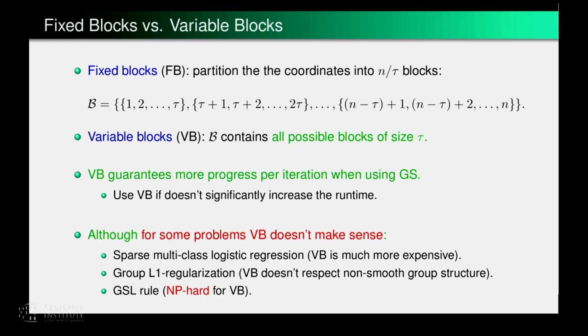But for some problems, variable blocks doesn't make sense. So if you do sparse multi-class logistic regression, it ends up variable blocks is much more expensive. If you have a group separable problem like group L1, you can't actually do variable blocks because they don't respect the non-smooth structure. And something that was kind of weird is that the rule from the previous slide where you divide the norm by the Lipschitz constant ends up being NP hard if you want to have arbitrary blocks. So that's sort of associated with using fixed blocks, which was a bit surprising to us.